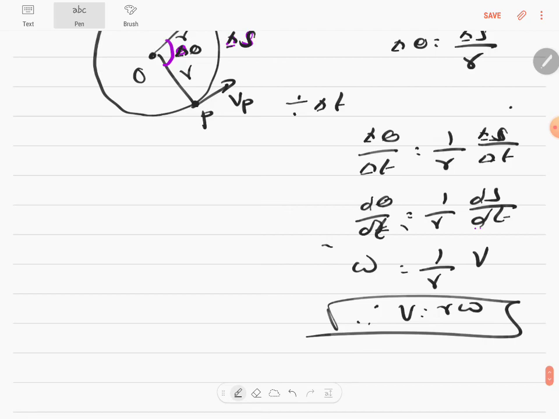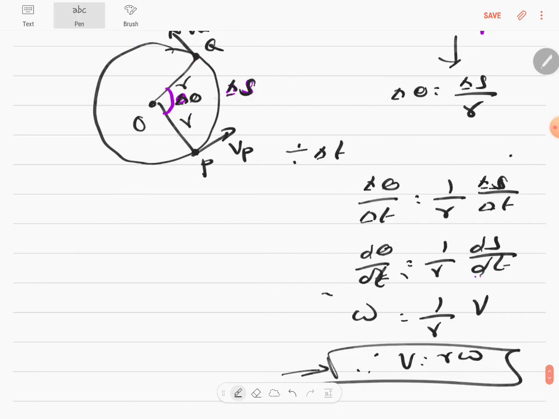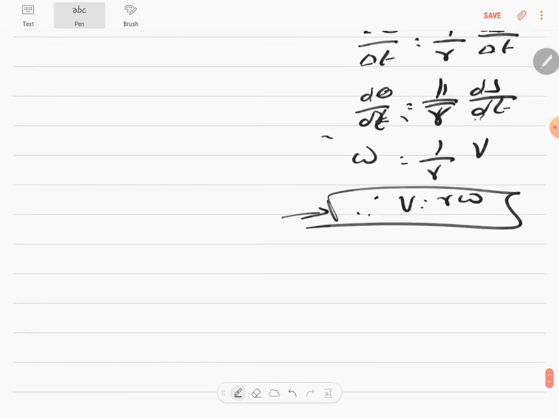You understand? This is common sense. How do you prove that? Take this diagram. Theta is equal to L by R, from which you write delta theta is equal to delta S by R, dividing both sides by delta T. 1 by R is anyway a constant, right? So you get this. Are you clear? Next is to prove that linear acceleration is R times angular acceleration. Just take this and differentiate it.